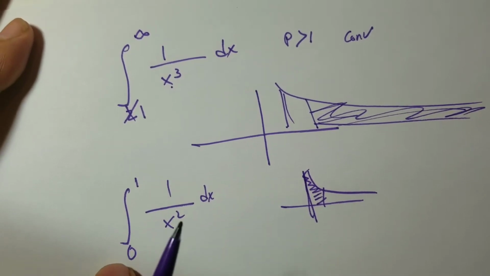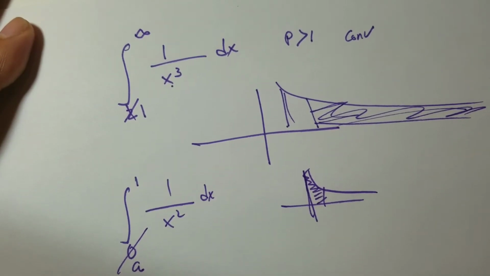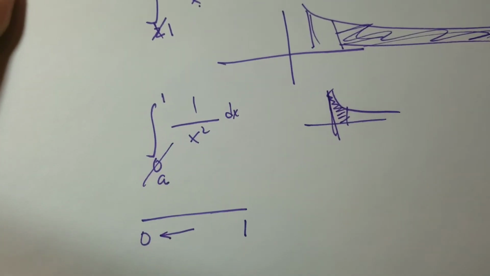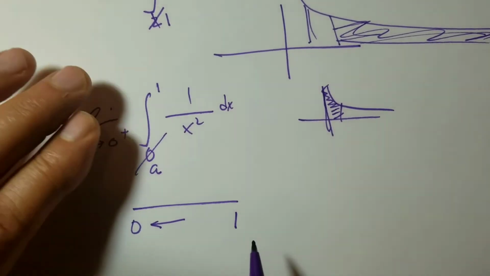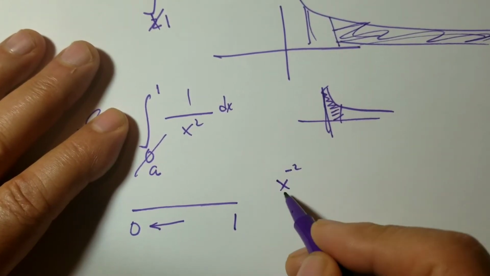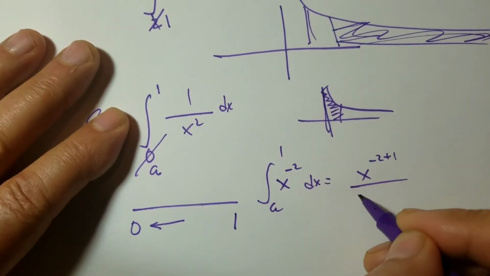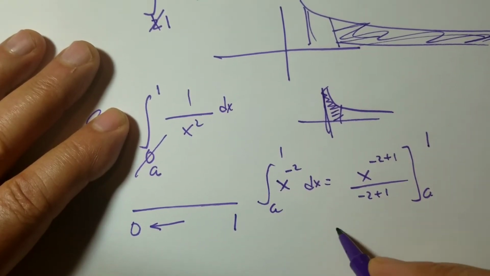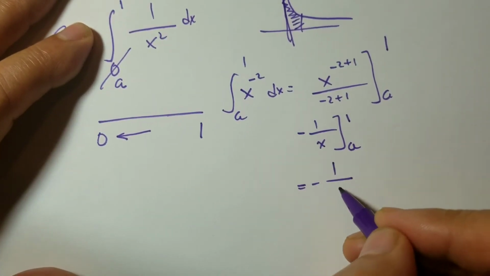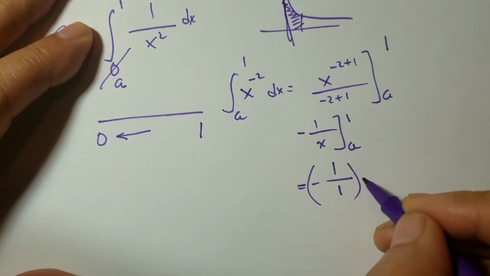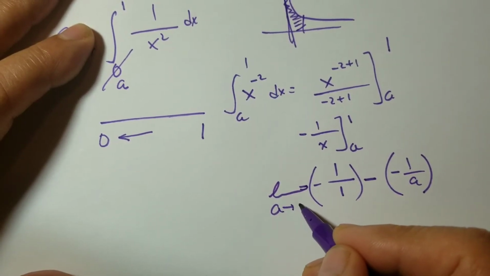In here, I cannot use a P series, but I cannot have a 0 here. I can have 1. I'll make this one a, and 0 is here, 1 is here. I'm approaching the smallest number possible in the 0, and I'm going to take the limit as a approaches 0 from the right. Therefore, that one becomes x to the power of -2 from a to 1 dx, and that becomes x to the power of -2 plus 1 over -2 plus 1 from a to 1, and that becomes -1 over x from a to 1, and that becomes -1 over 1 minus -1 over a.